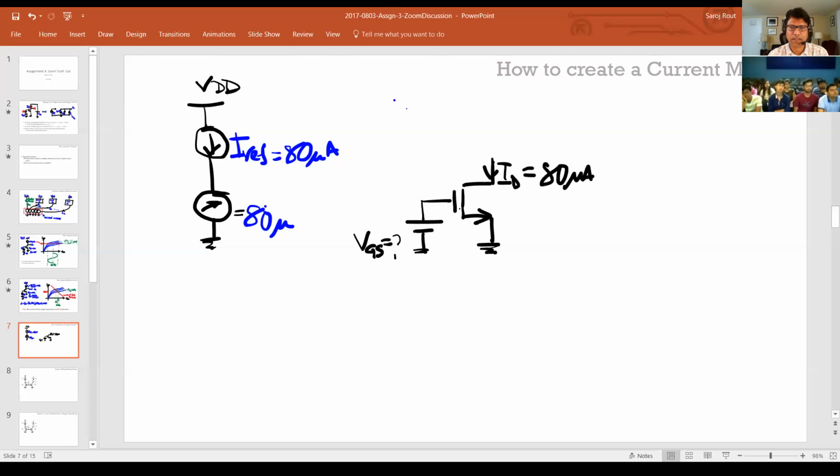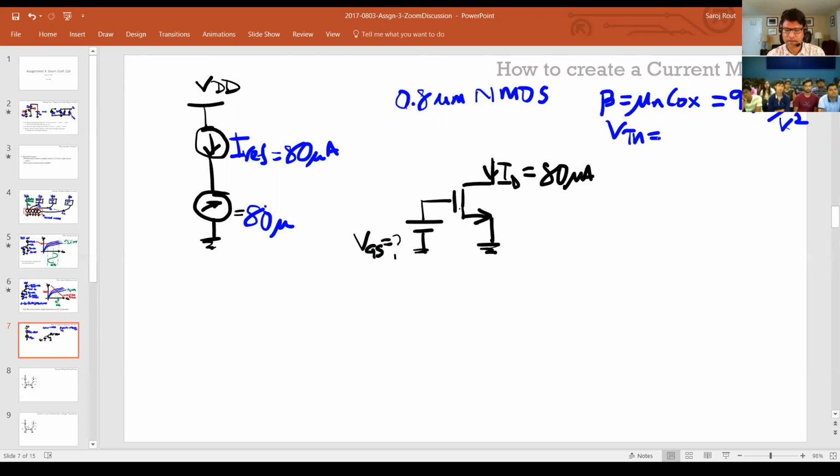So I think it's the 0.8 micron technology we are using. If I take an NMOS of that, the beta, which from now on is mu n Cox. So instead of writing mu n Cox all the time, I'll just write beta. That's, if you look at your table, I think 92 microamperes per volt squared. And the VT for this device is 0.8 volts.